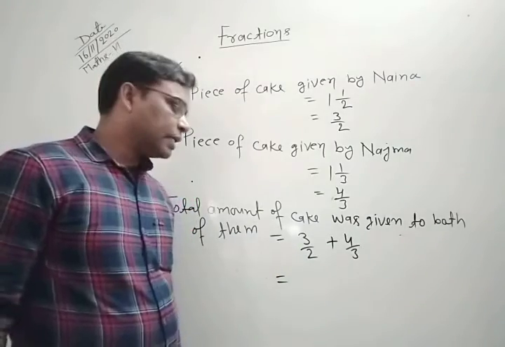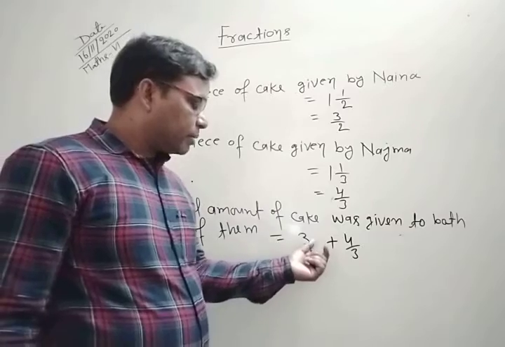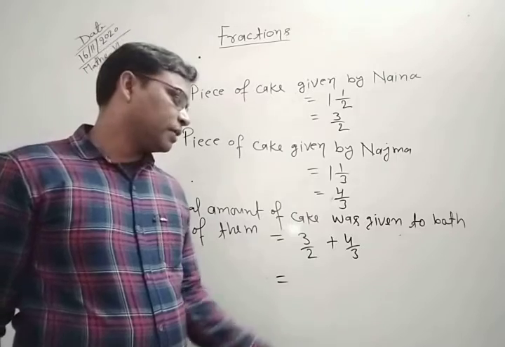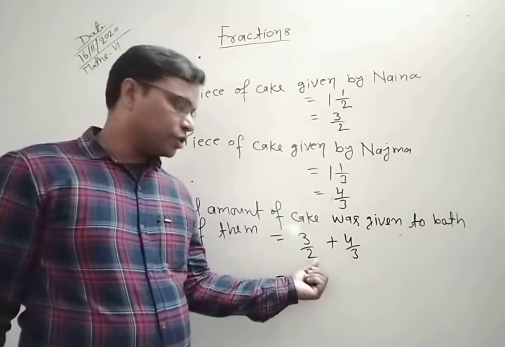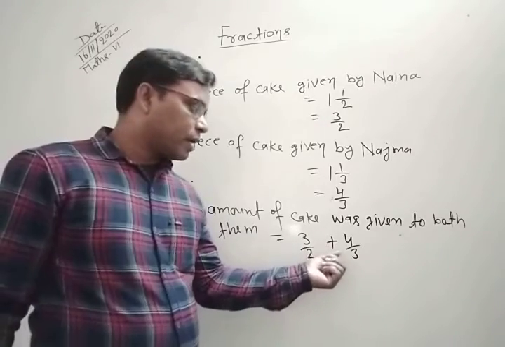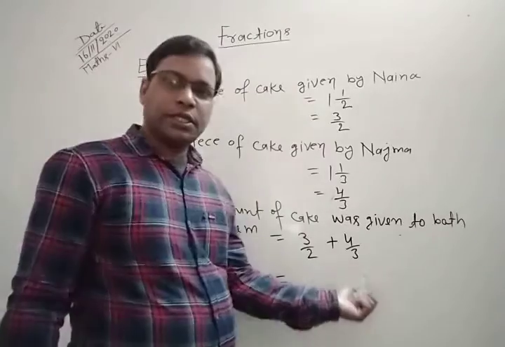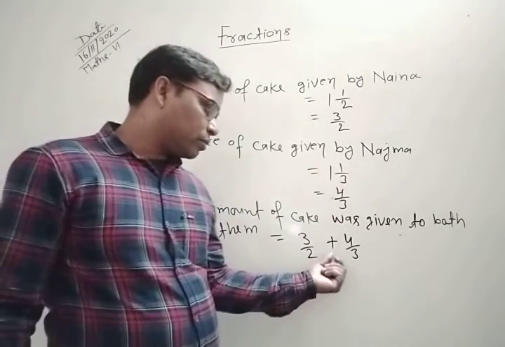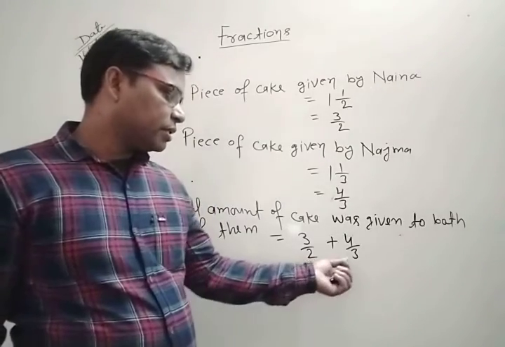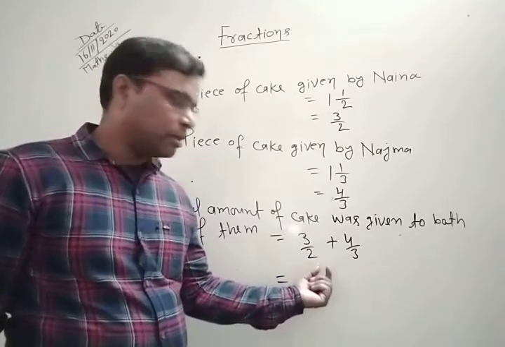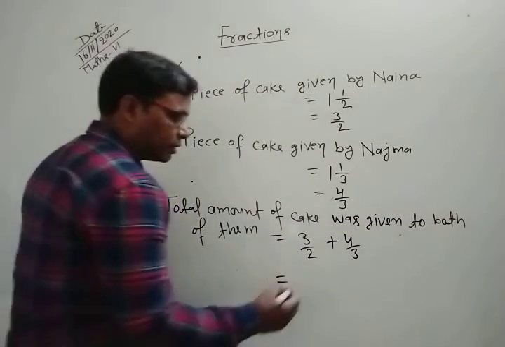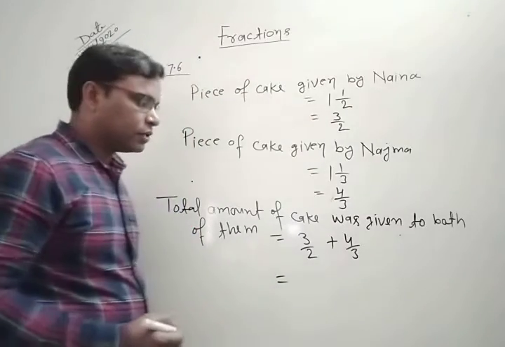So how can we add them? Both fractions are unlike fractions, and the denominators 2 and 3 are both prime numbers. So their LCM is their product. The LCM of 2 and 3 is the product of 2 and 3, so you can write the LCM of 2 and 3 is 6.